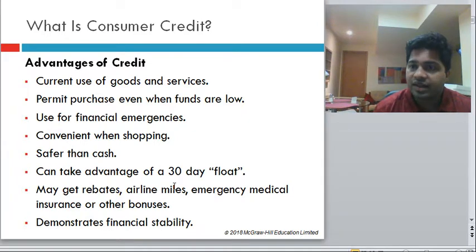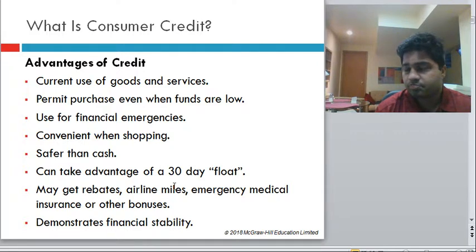There are certain advantages of credit. Current use of goods and services. So you can use goods and services and pay for them later. Permit purchase even when funds are low. Use for financial emergencies. So credit cards help a lot when there is a financial emergency.